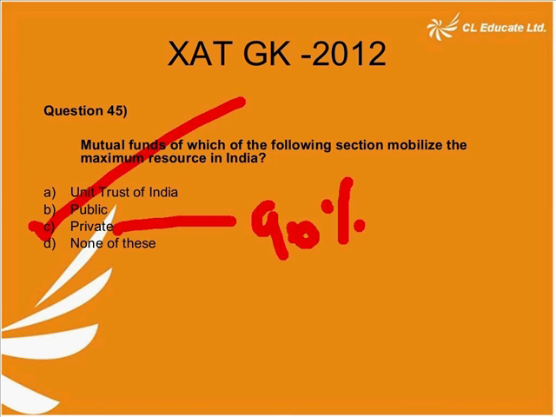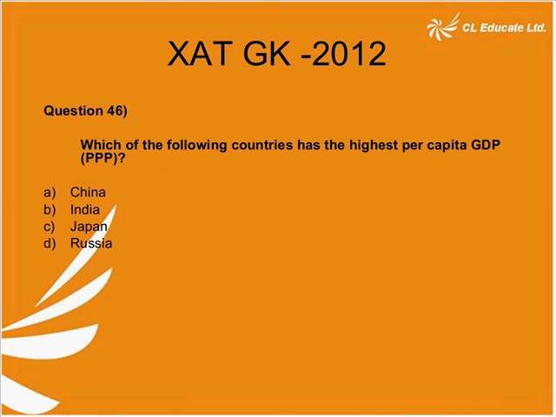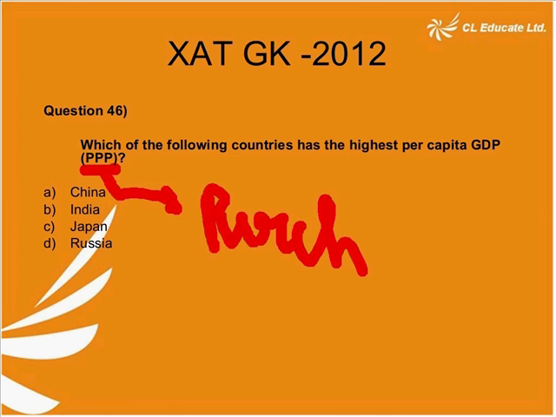Question number 46. Which of the following countries has the highest per capita GDP in PPP? Remember PPP. PPP is what? Purchasing power parity. Question is easy. Use a little brain. Per capita GDP. Per capita is per person. Per capita is per person. It is per person.